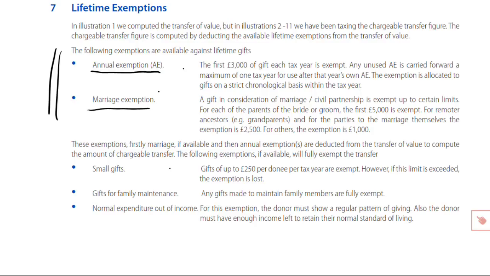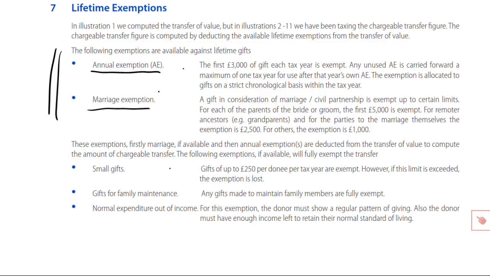Here, a transfer that is made by the donor on the occasion of the donee's marriage. And that, depending on the relationship of donor to donee, it could be parent to child, grandparent to grandchild, or any other relationship. Then there are 3 levels of marriage exemption that we'll need to become familiar with. We'll talk about those in a moment's time.